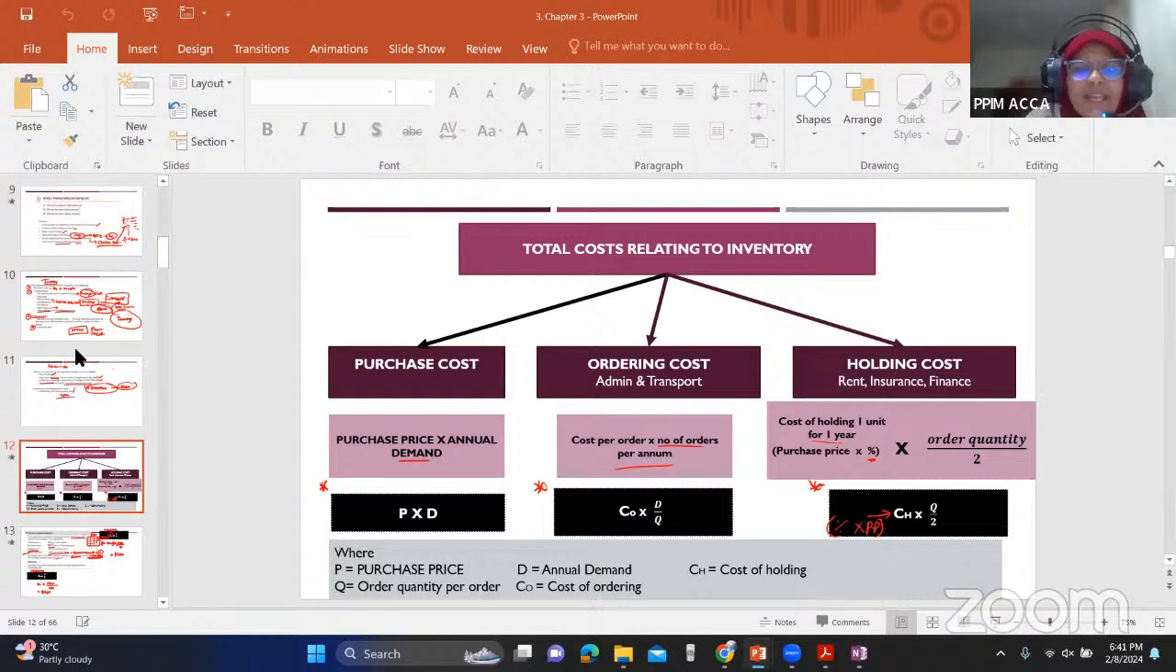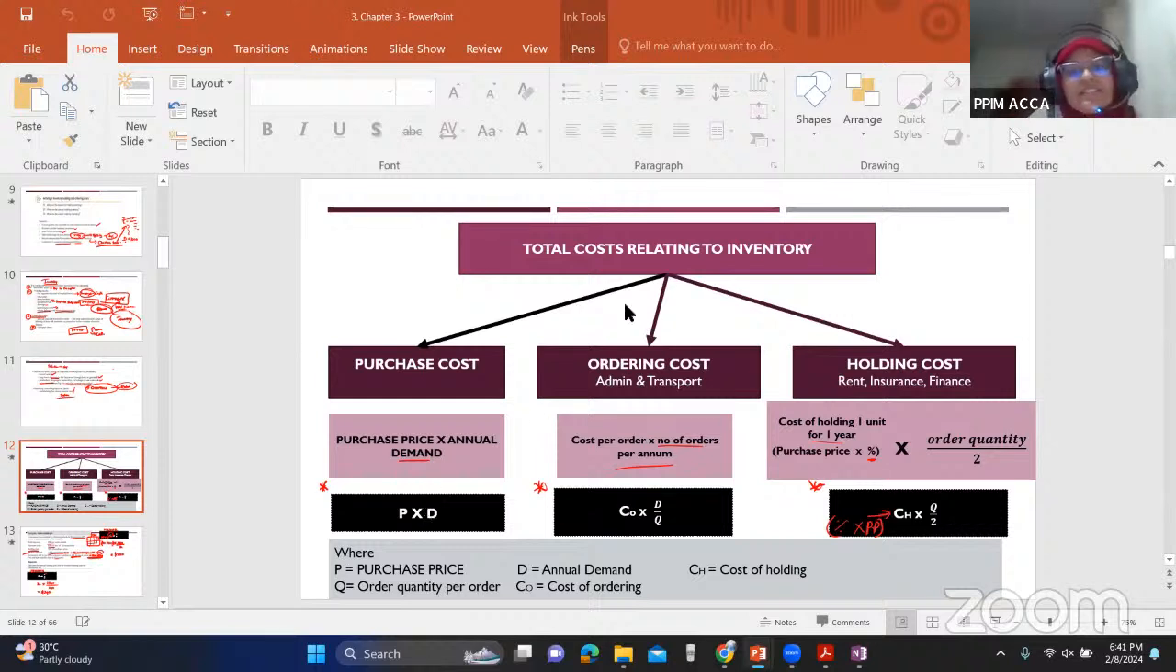When it comes to costing your inventory, there are three important costs that you have to consider. First is the purchase cost. So what is purchase cost? This is basically the amount that you have to pay your supplier, the selling price of that unit. So how do we calculate this? It's the purchase price multiplied by the annual demand. We call it P into D. That's the first cost that you will incur.